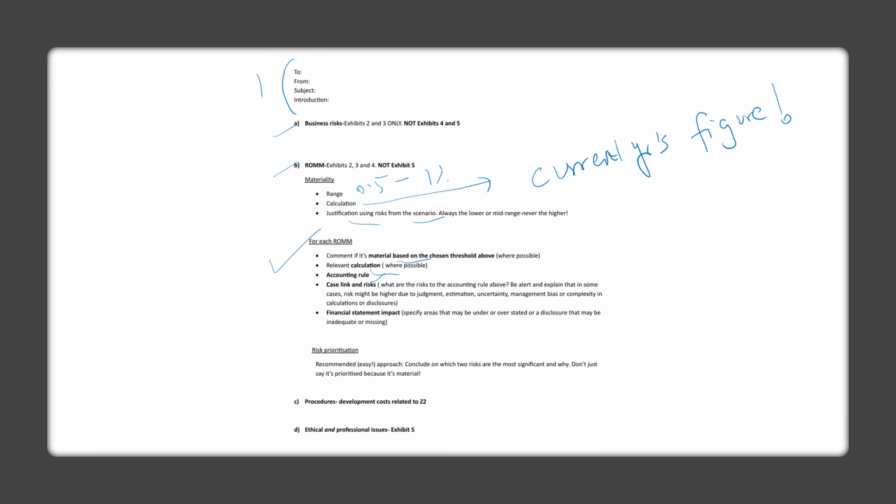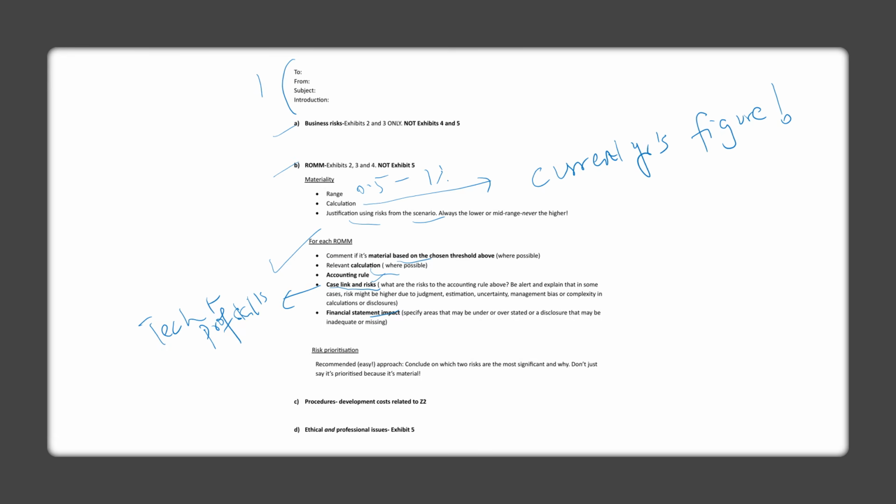I'm going to explain the accounting rule for this particular scenario, not just the entire standard, but the part that relates to this risk in particular. I'm going to create a case link and discuss the risks. Now, this is where most of your technical and professional skills marks are. So we will be applying all of this to this question. And then I'm going to explain the financial statement impact.